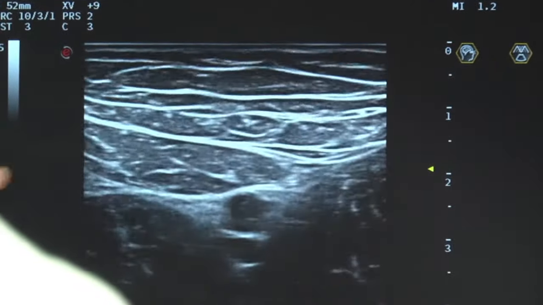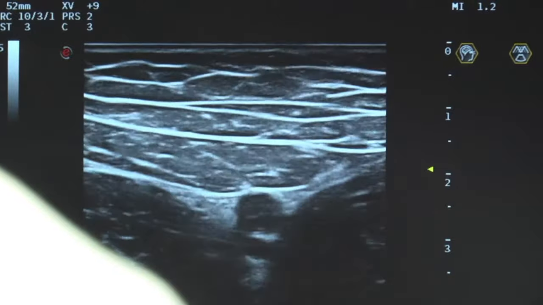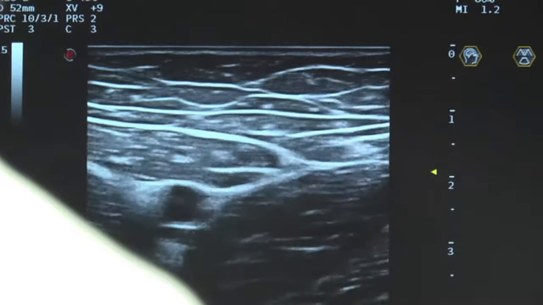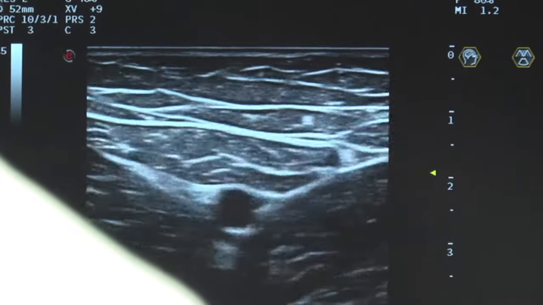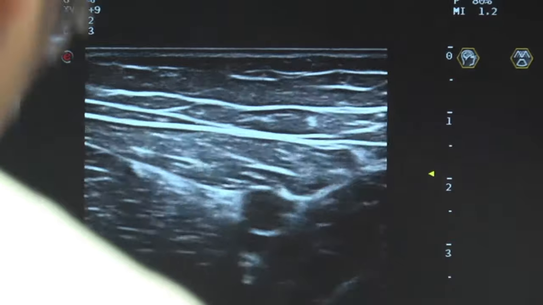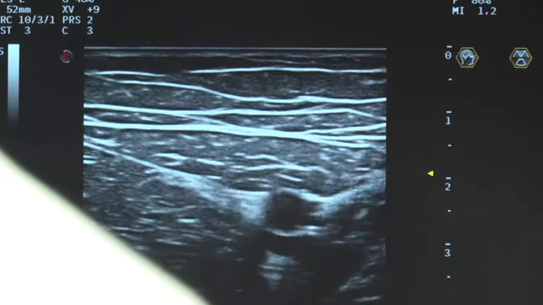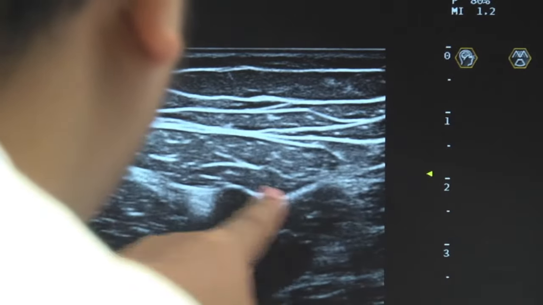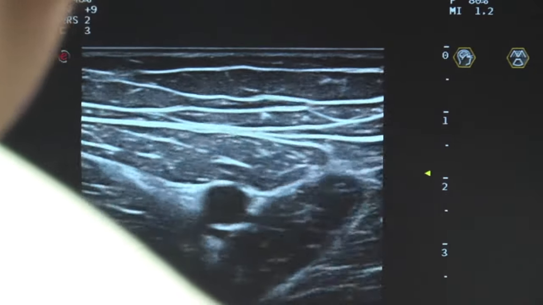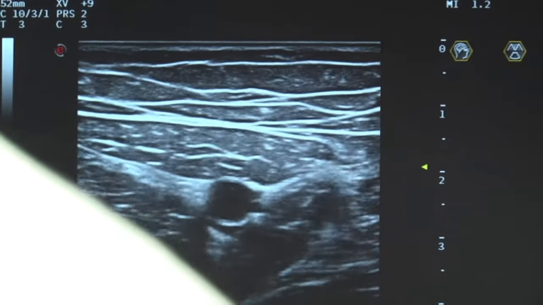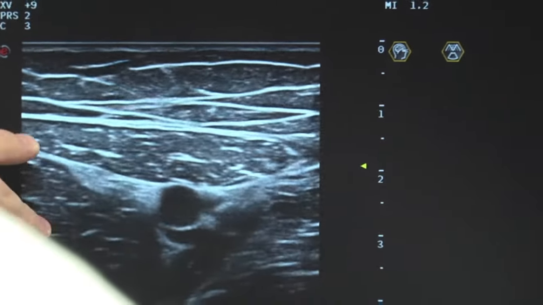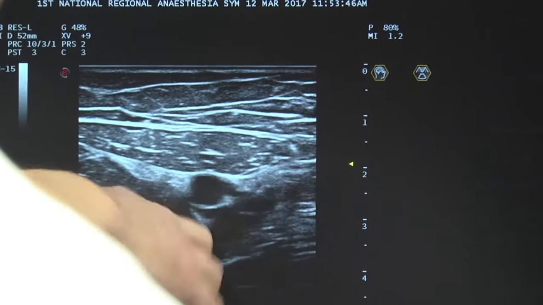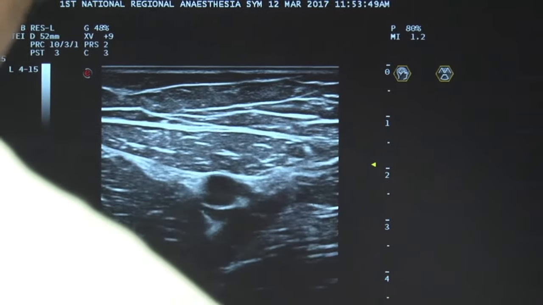Yeah, and sartorius is coming in. So midway. Yeah, this is the right place at the mid-thigh level. So we have to insert from lateral, because if you insert from medial, we have to cross over the artery. Okay. Yeah, it's very dangerous.